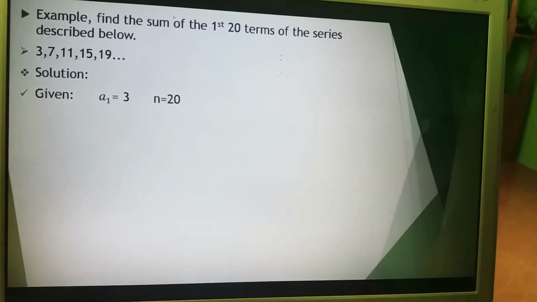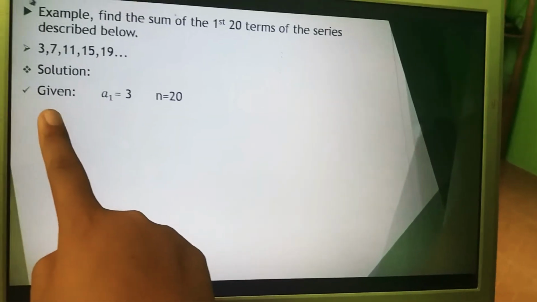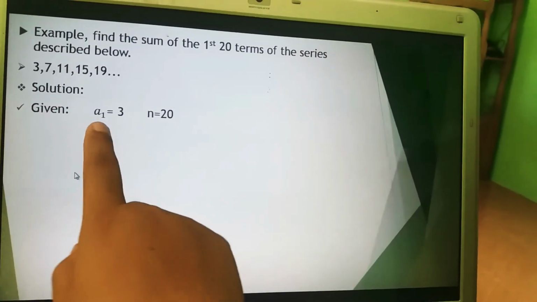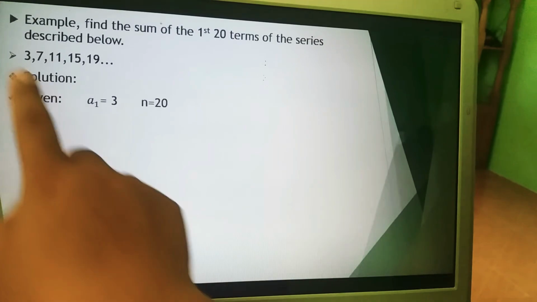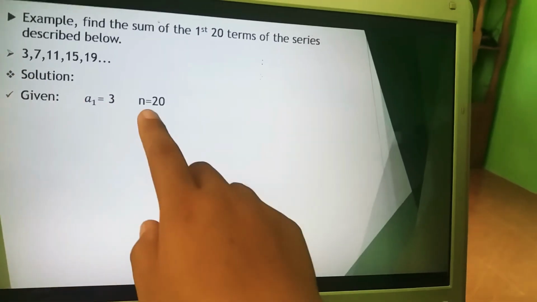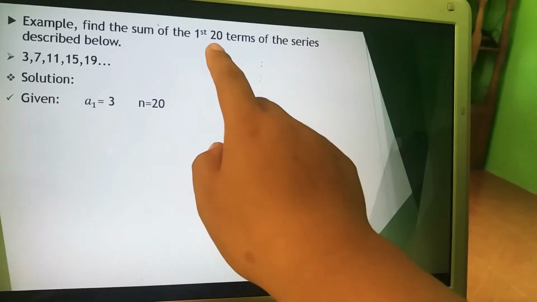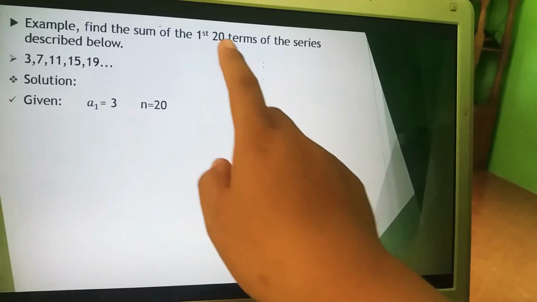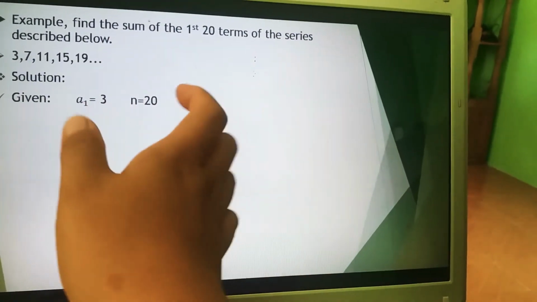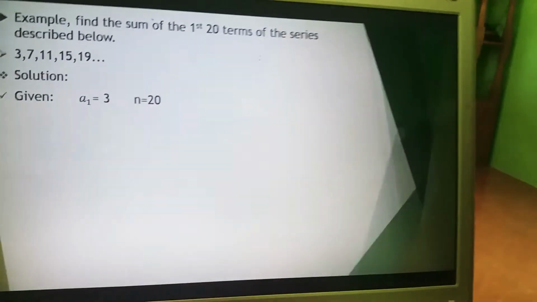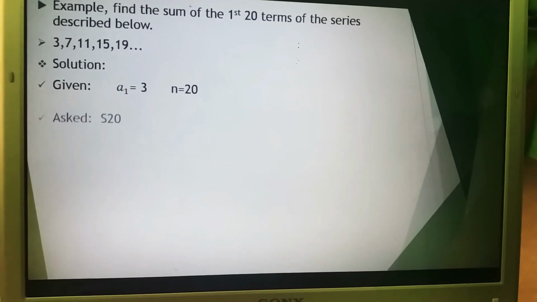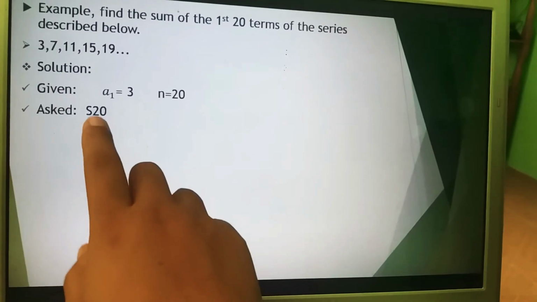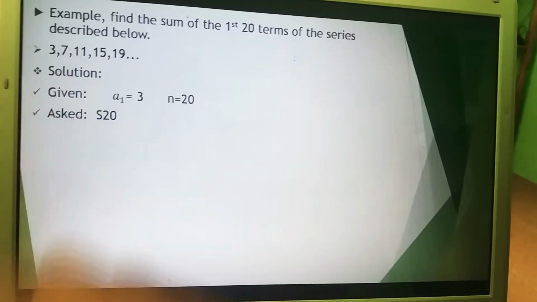Our solution, of course: what is the given? We need to determine the things given. So, a sub 1 is your first term, which is 3. And your n is 20, because we want to know the sum of the 20 numbers in the series. So, n equals 20. And what is asked in the problem? We need to get the sum of the 20 terms in the series described here.